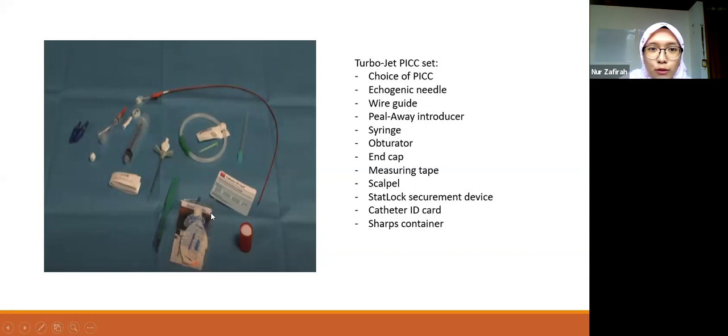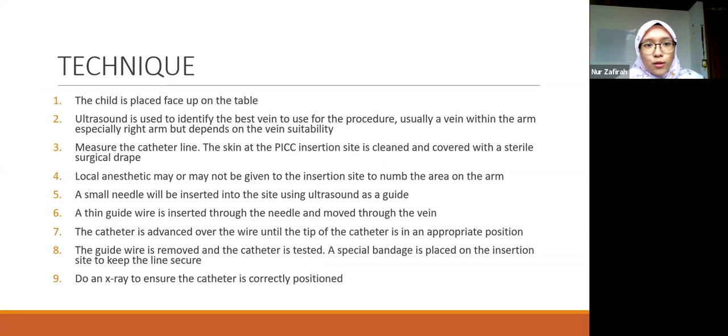This is what I got from an overseas hospital, so I'm not sure it is the same in Malaysia. So this is the technique.